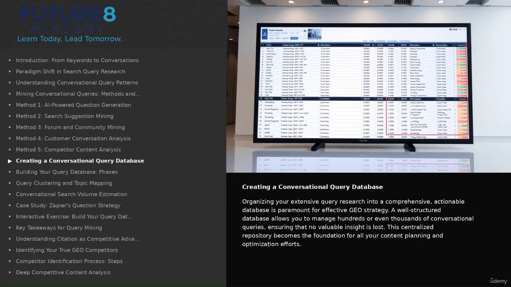Creating a conversational query database. Organizing your extensive query research into a comprehensive, actionable database is paramount for effective GEO strategy. A well-structured database allows you to manage hundreds or even thousands of conversational queries, ensuring that no valuable insight is lost. This centralized repository becomes the foundation for all your content planning and optimization efforts.